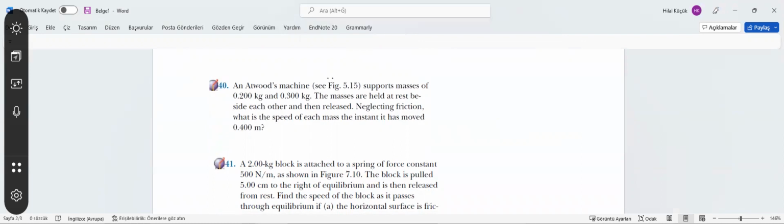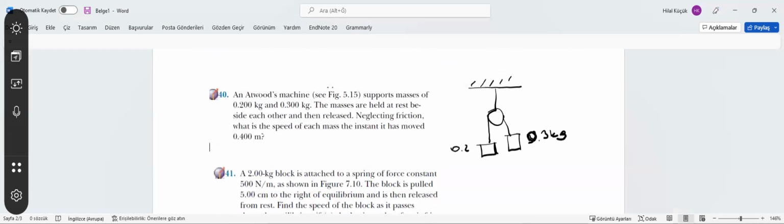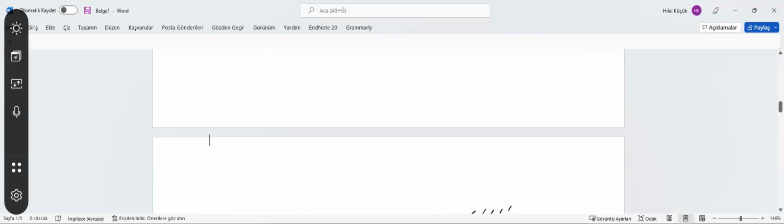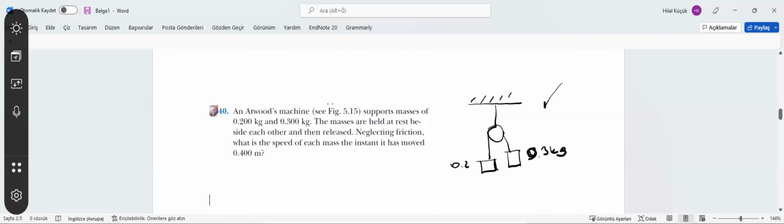Just assume you have an Atwood machine. And one of the masses is 0.2 kilogram. The other mass is 0.3 kilogram. We need some space, not from here. Okay. Now, it says support a mass of 0.3 kilogram, and so on. Please know this is an Atwood machine.